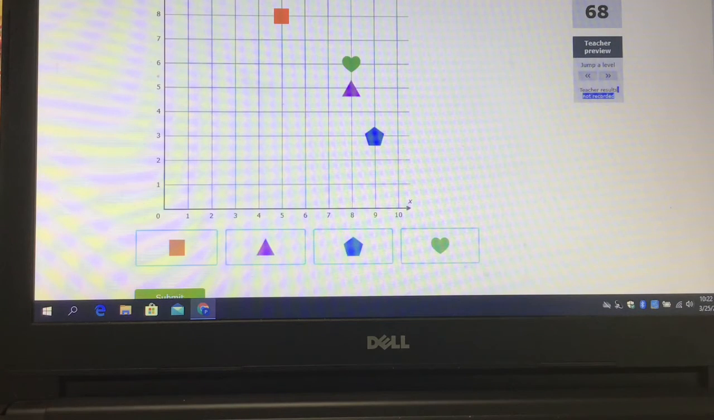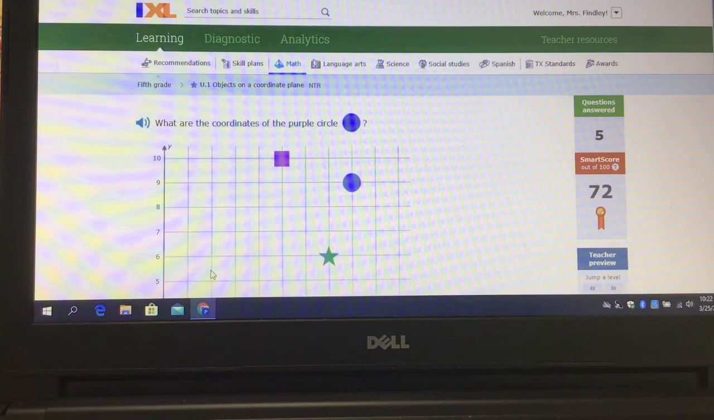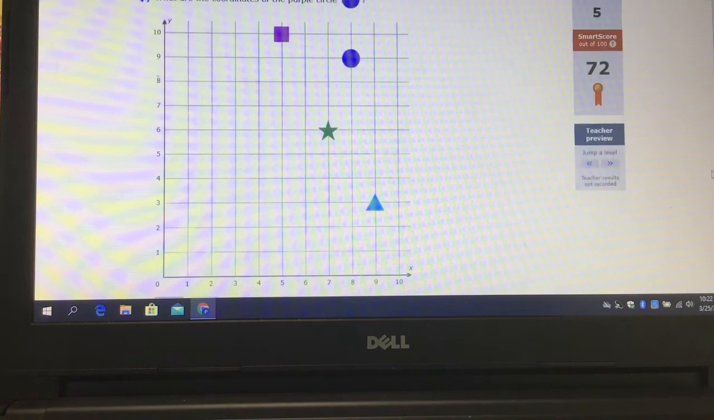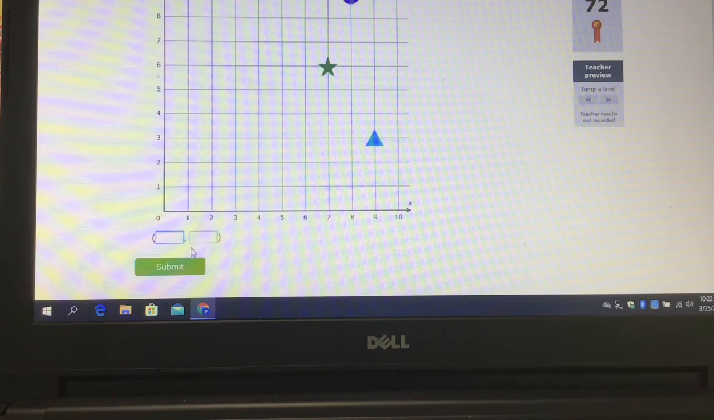So the x was 8, there's our 8, and the y was 5, so we go up 1, 2, 3, 4, 5. So it looks like the purple triangle. So we're going to click on the purple triangle, and you can either hit submit or you can just hit enter, which is, I think, a lot faster. What are the coordinates of the purple circle? They want you to type in the coordinates, which, remember, is x and then y.